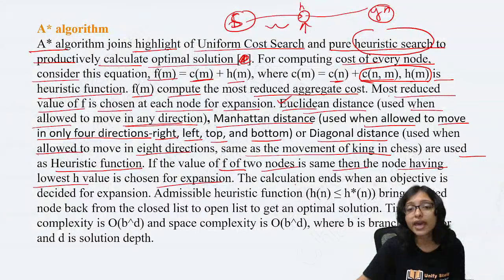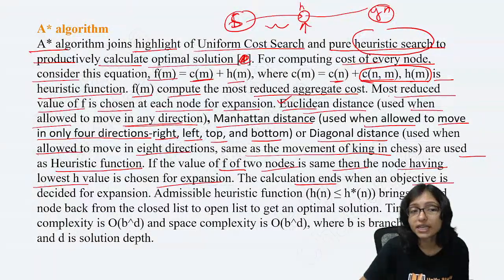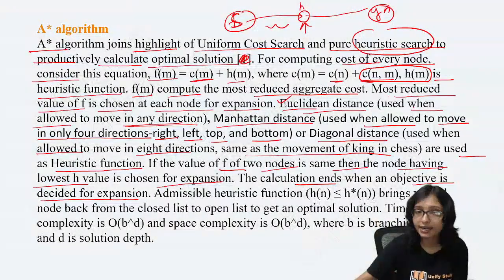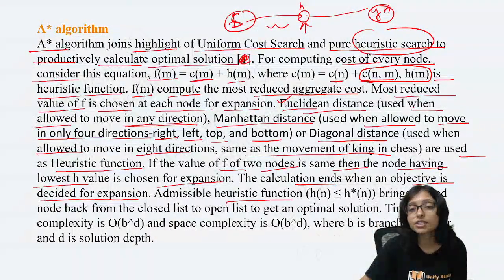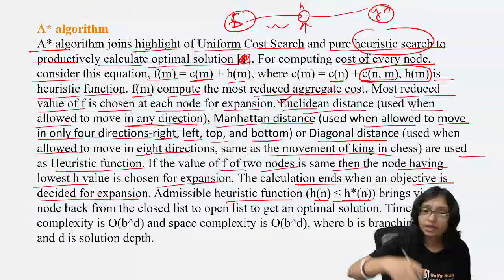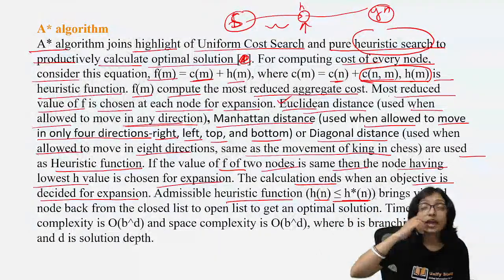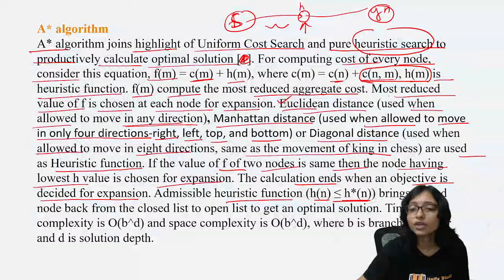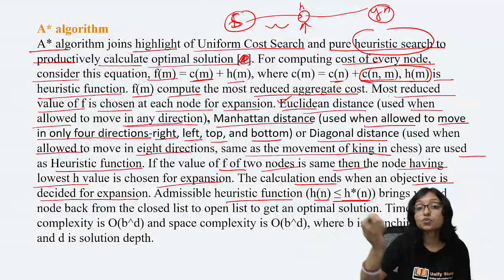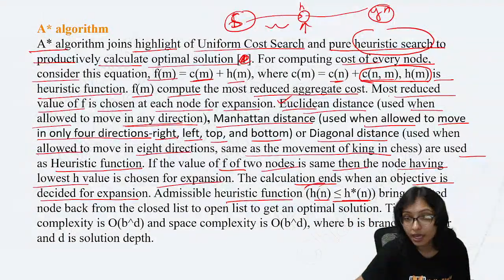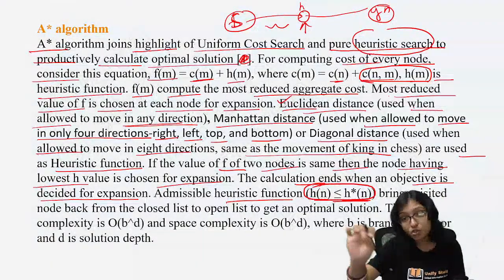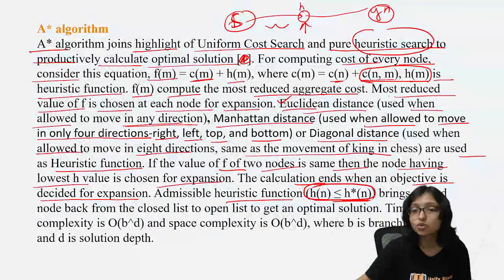Yes. So the calculation ends when the objective is decided for the expansion, when it is ended. Admissible heuristic function, that is h(n) less than or equal to h*(n). Whatever heuristic value is there, and whatever we got till now, out of them which one is less than or equal to. From here a question already came. Not only less than, equals to also, less than or equal to.